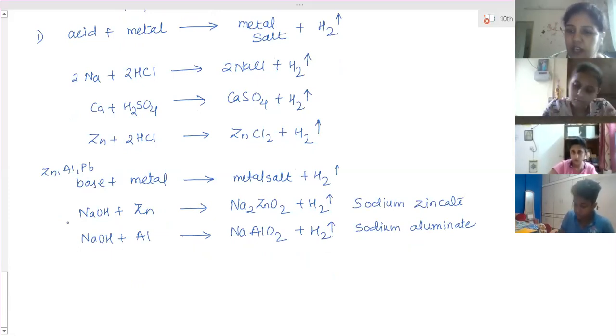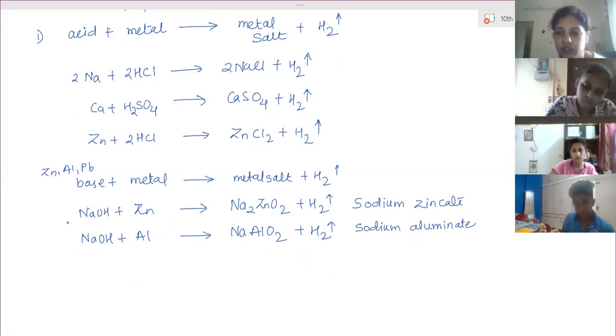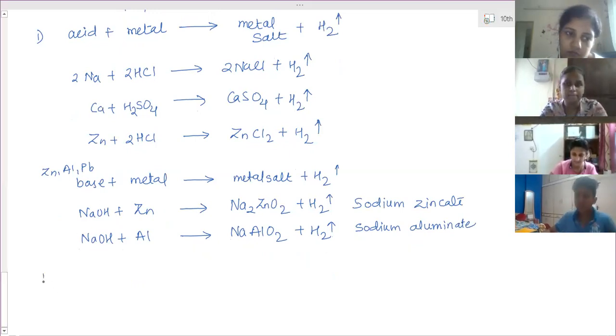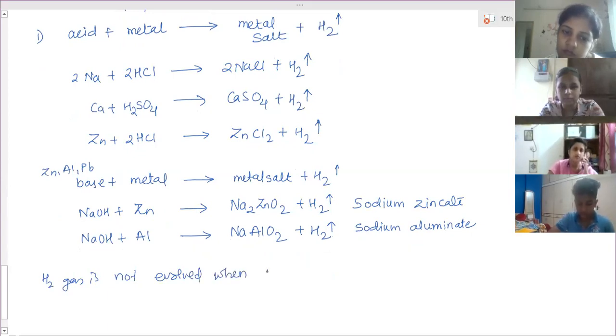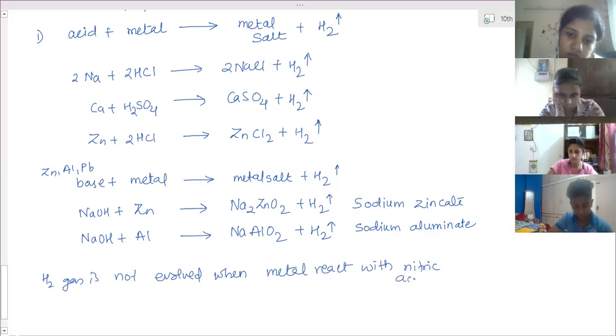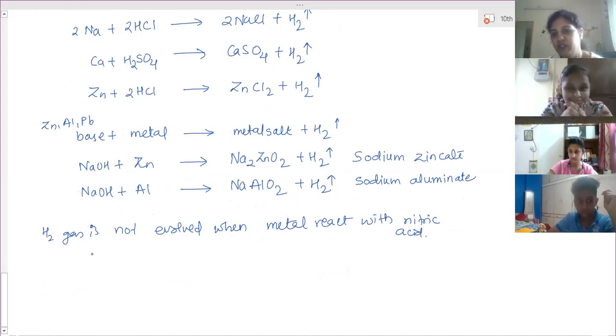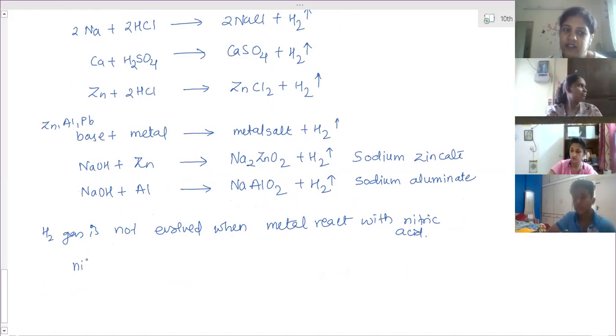Nitric acid. When metal reacts with nitric acid, hydrogen gas is not produced. Give reason. Important question. Hydrogen gas is not evolved when any metal reacts with nitric acid. What's the reason? Can you tell the reason of this? Yes, Rohit. Ma'am, it is a strong oxidizing agent, so it oxidizes hydrogen to form water. So nitric acid is a strong oxidizing agent.